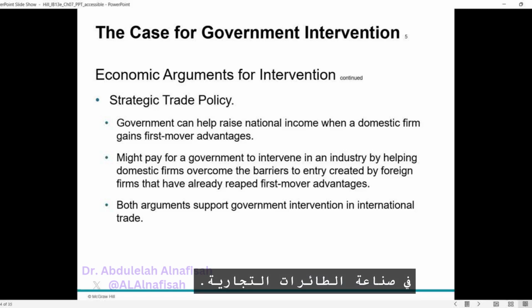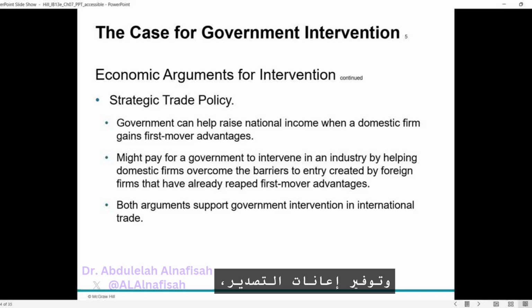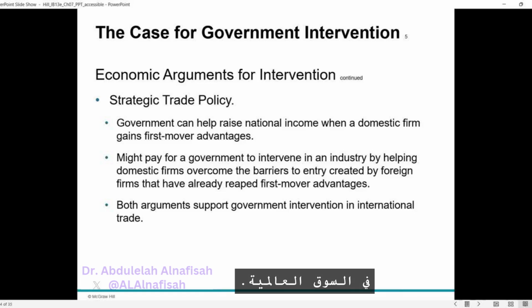commercial aircraft industry. Similarly, Japan's targeted support for liquid crystal display screens led to Japanese firms outpacing U.S. competitors in that market. Governments may intervene to support key technologies, provide export subsidies, and assist domestic firms in overcoming foreign competitors' advantages. This approach, as seen in the case of Airbus, can involve a mix of home market protection and export-promoting subsidies to help domestic firms establish themselves in the global market.